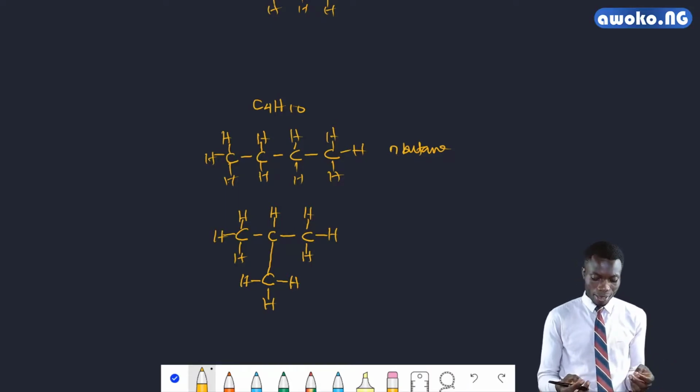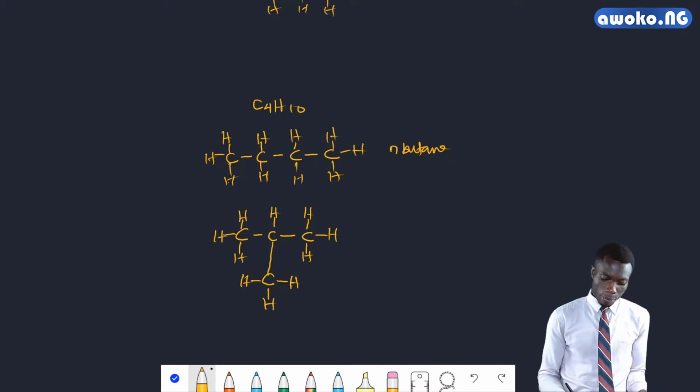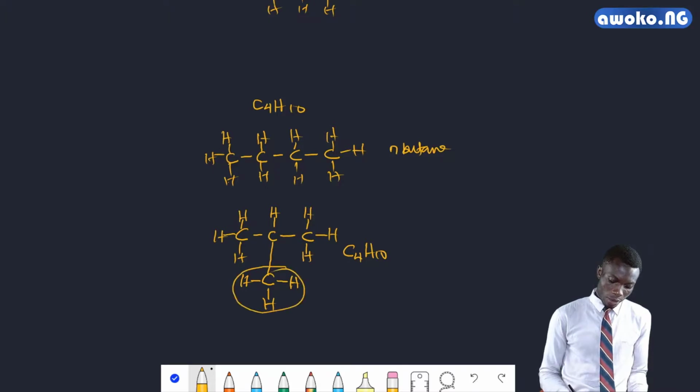We can see clearly that these structures are different. In structure they are different, but these structures still have a molecular formula C4H10. So that is to tell you that this is an isomer. Now, when we get to nomenclature, I will tell us why this is named this, but the name of this is a branch, so we name it 2-methyl propane.